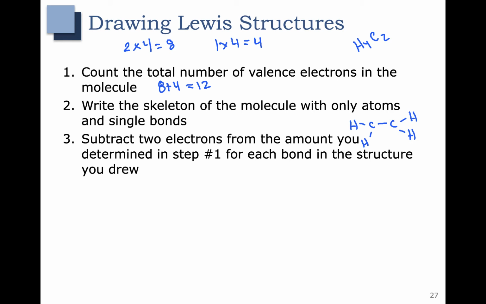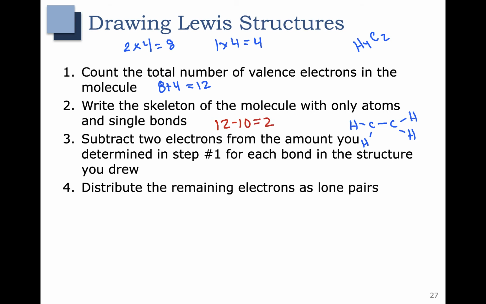Okay, next, we're going to subtract 2 electrons from the amount we determined in step 1 for each bond in the structure. So we have 1, 2, 3, 4, 5 bonds. That means 2 electrons per bond. We need to subtract 10 from 12. 12 minus 10 gives us 2. So we have to distribute these remaining 2 electrons as lone pairs. Okay, let's try throwing those electrons on over here.